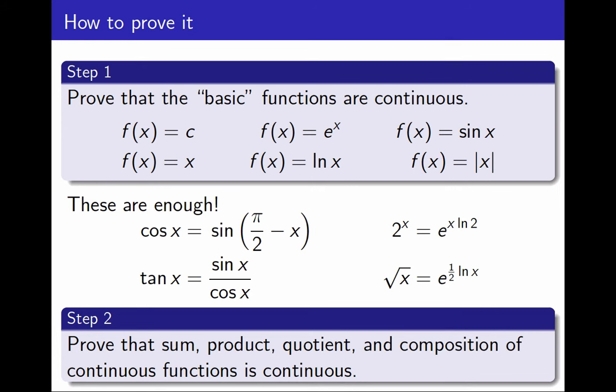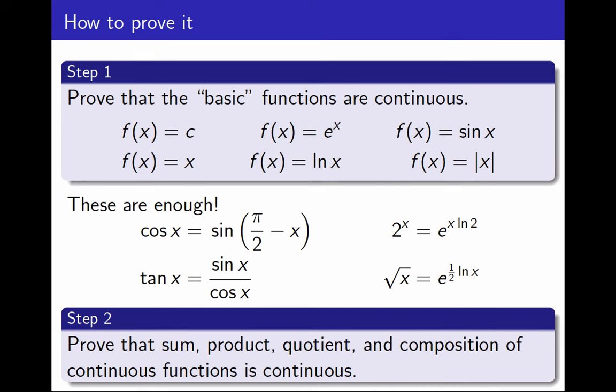Okay then, we need to take these 2 steps. I am not going to prove that the 6 basic functions are continuous. I hope I have persuaded you that I have simplified the problem enough by reducing it to only 6. They can be done, some are easier than others, but I will not write those proofs for now. What about step 2? Use the limit laws.